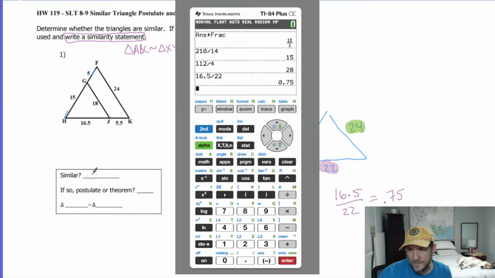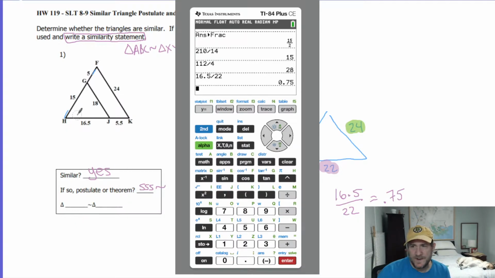So that means, are we similar? Yes. If we're similar, then what's the postulate or theorem? Well, we used side, side, side because we literally showed that the orange sides, the green, and the purples are all equal to the same ratio, meaning they're all proportional. So this should be side, side, side.